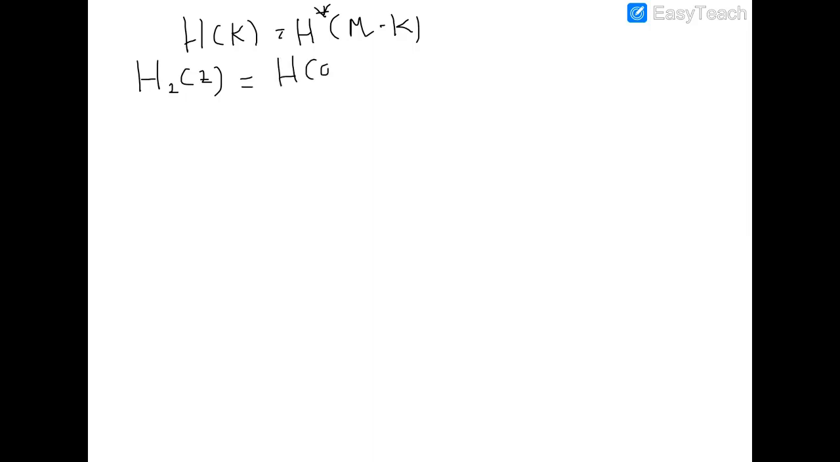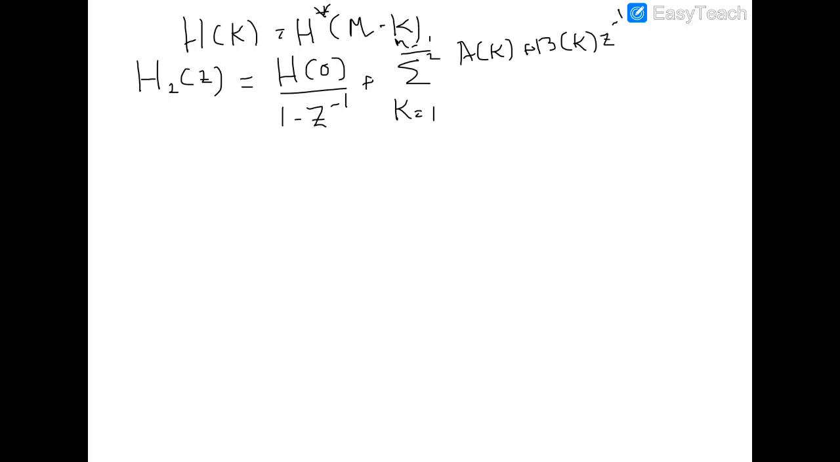h2 of z is given by h of 0, 1 minus z to the power minus 1, and summation k varying from 1 to m minus 1 by 2 is the ratio of a k, b k, z to the power minus 1, over 1 minus 2 cos 2 pi by m k, z to the power minus 1, plus z to the power minus 2, for m odd.